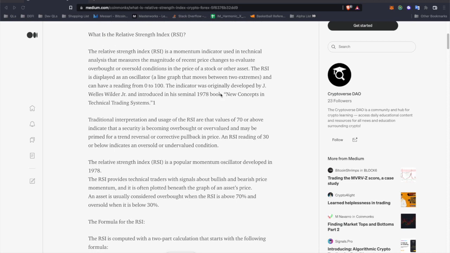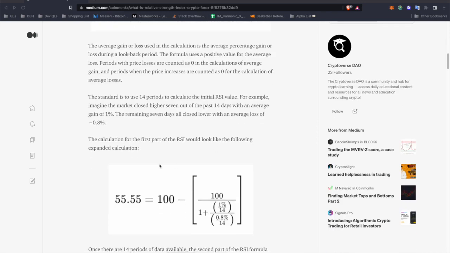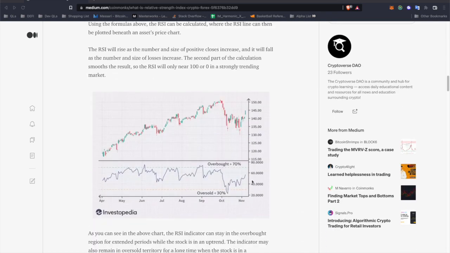So like I said, it's an oscillator, it's a line graph that moves between two extremes. And people use these 70 and 30 bounds. As you can see right here, this is what it would look like on a chart or on software like TradingView. You can add this indicator in, just click the indicators tab, type in RSI or relative strength index, and it'll add it to your chart. And you should already have these bounds in by default, these dotted lines. This is what it is.